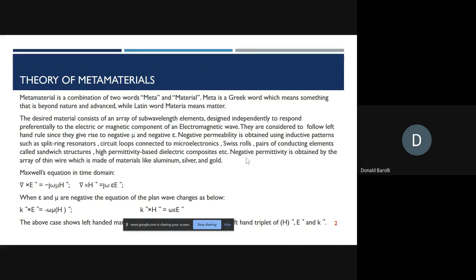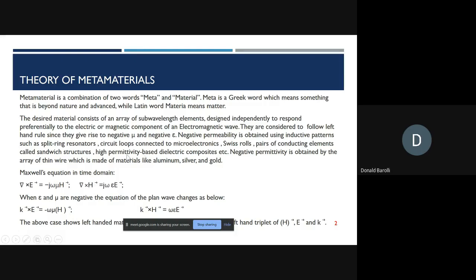They follow a left-hand rule, which is formed by the three vectors, electric field, magnetic field, and phase propagation, due to negative epsilon and mu. Negative permeability is obtained using patterns such as split ring resonators, while negative permittivity is obtained by arrays of thin wires made of aluminum, silver, and gold, etc. Properties can be described by Maxwell equations as below.